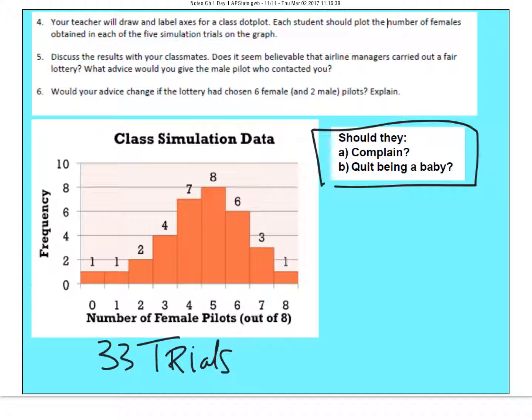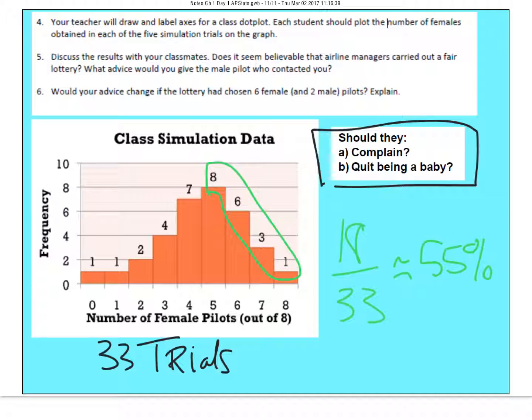What do you think? If you look at this graph, in our simulation of 33 trials, having 5 females actually happened 8 times. But what if it happened even more than 5 women? What if there's 6, 7, or 8? All of these represent how many times 5 or more females were chosen. If you count this up, you'll notice 18 of the 33 trials were in favor of the women. That's almost 55% of the time.